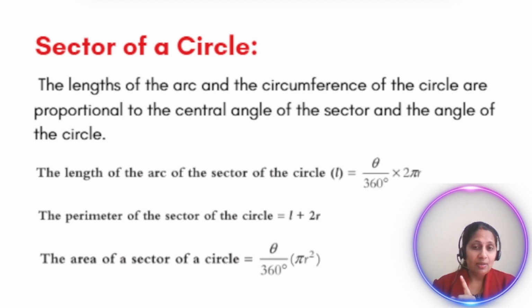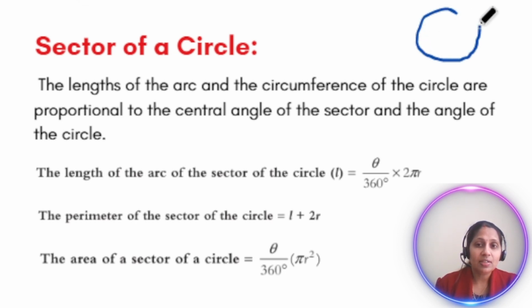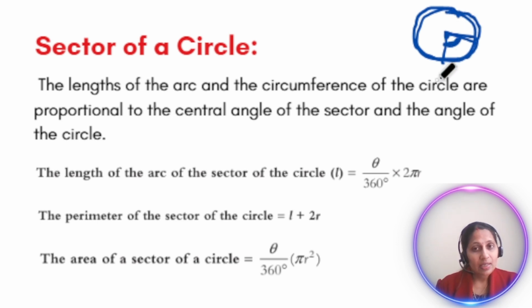Now, sector. What does sector mean? Suppose you have a circle and you have the center. The space occupied between two radii of the circle is nothing but the sector. The length of the arc and the circumference of the circle are proportional to the central angle. Always remember this: in a sector, the length of the arc and the circumference of the circle are proportional to your central angle. What is the central angle? The angle that is subtended at the center. The angle of the sector and the angle of the circle itself.